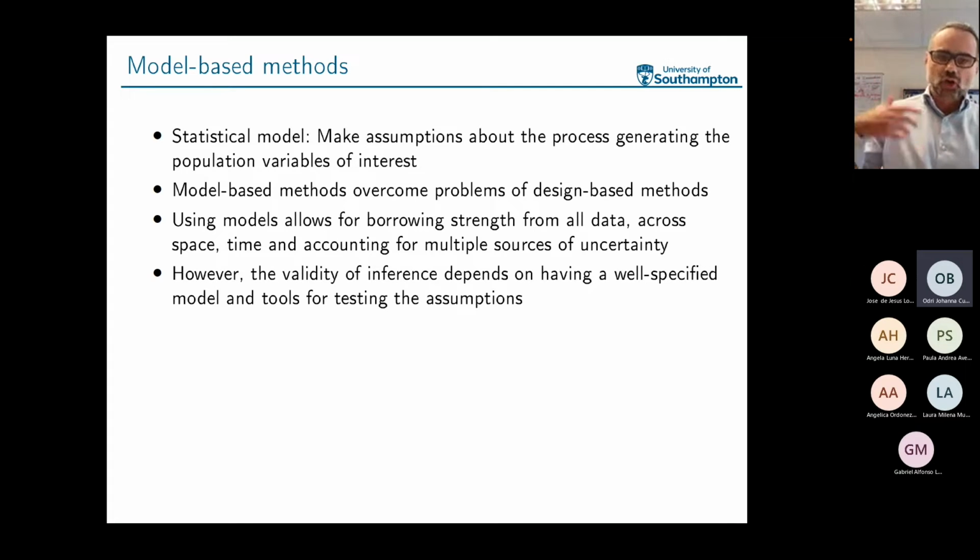So you no longer assume that you have this kind of randomization process of selecting the samples, but effectively you assume a statistical model. And of course, you have to make assumptions about the process that generates the population variables of interest. So basically, we assume that what you observe in the population has been the outcome of some kind of stochastic process that can be described via a statistical model. And you have to make some assumptions about how that model looks like.